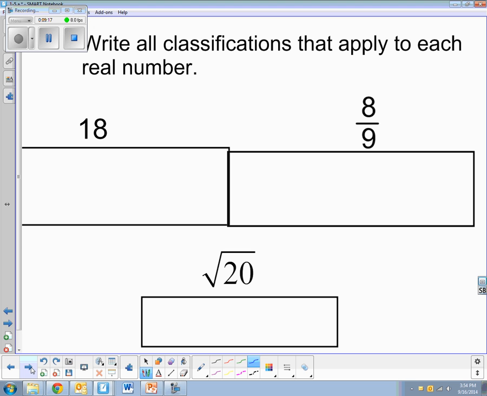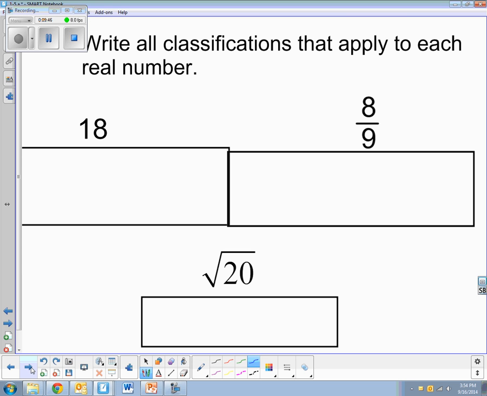So what I'd like you to try, at least try it. Write all the classifications, all the names that apply to each number. So in this box for 18, I want you to write, is it a natural number? Is it an integer? Is it a rational number? Is it an irrational number? Is it a real number? For 8/9, is it a natural number? Is it an integer? What names could you give that number? Go ahead, pause it, try this.